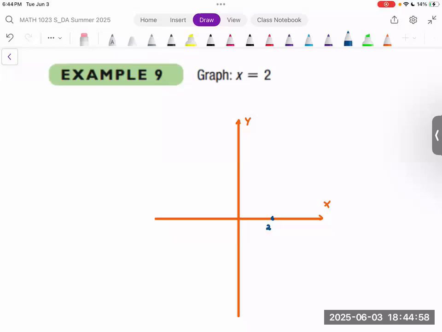Obviously the only option is vertical, because if I do a horizontal line, it would be the x-axis, and it cannot be the same as the axis, unless it is 0, but it's not 0, obviously. So the only thing that makes sense is to raise a vertical line through that point. That's all you need to do. This is the x equals 2 equation. We good?